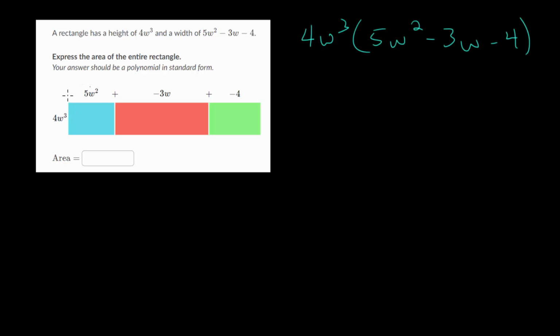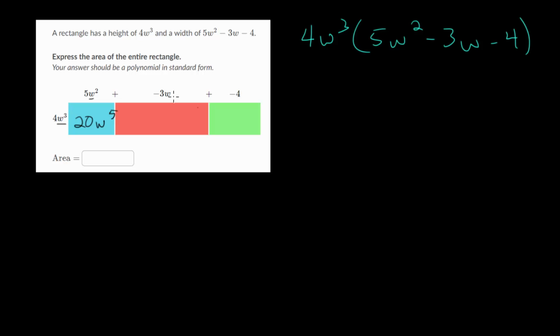So for instance, to find the area of this blue rectangle, we'll take the height of the rectangle and multiply it by its width. So we do 4w to the third multiplied by 5w squared. And 4 times 5 we know is 20. W to the third multiplied by w squared would be w to the fifth. Remember, when they have the same base, you can just add the exponents or just think it through. There are 3 w's multiplied here, and we're multiplying 2 more w's, and so in total, we are multiplying 5 w's together.